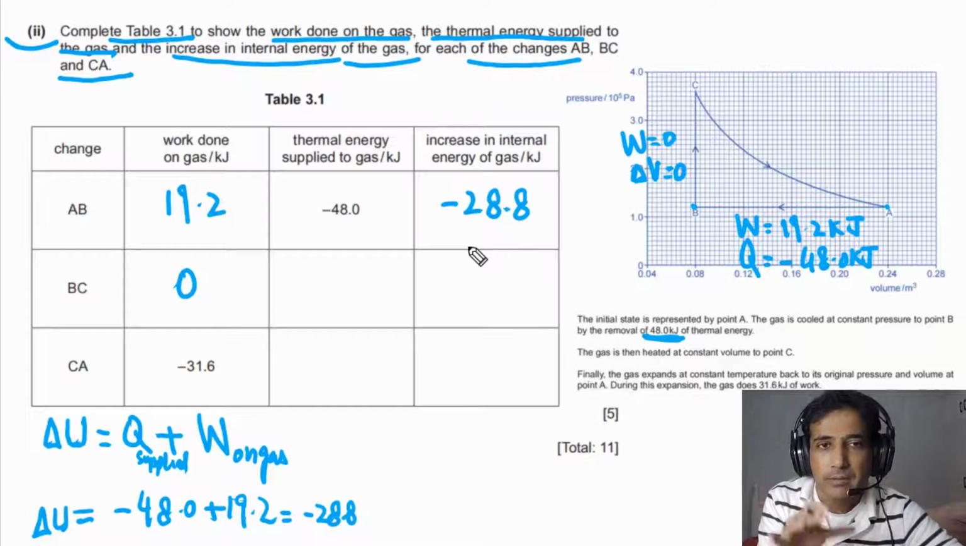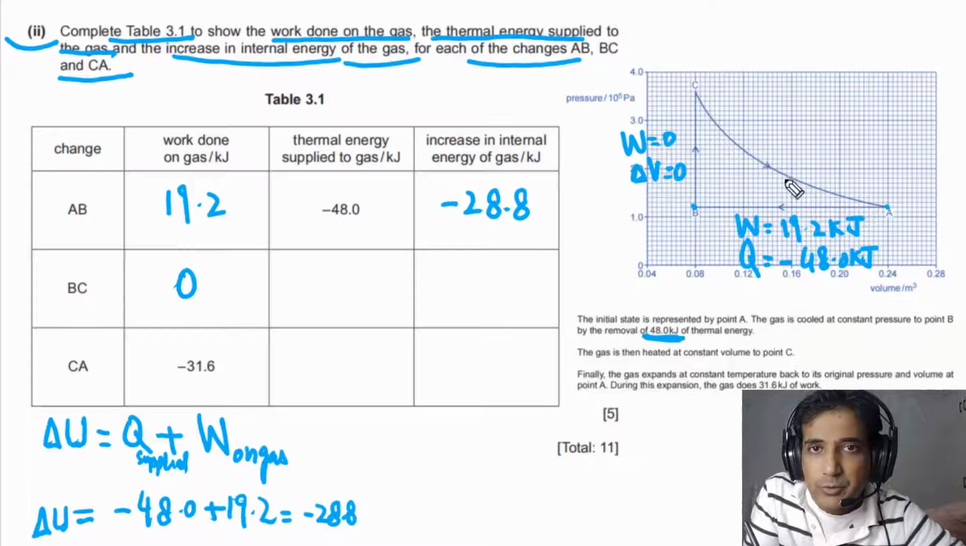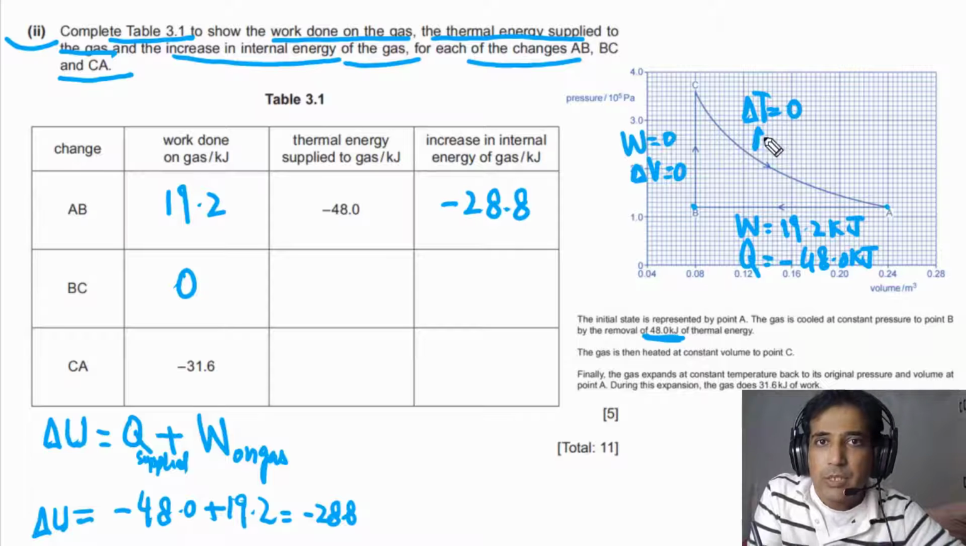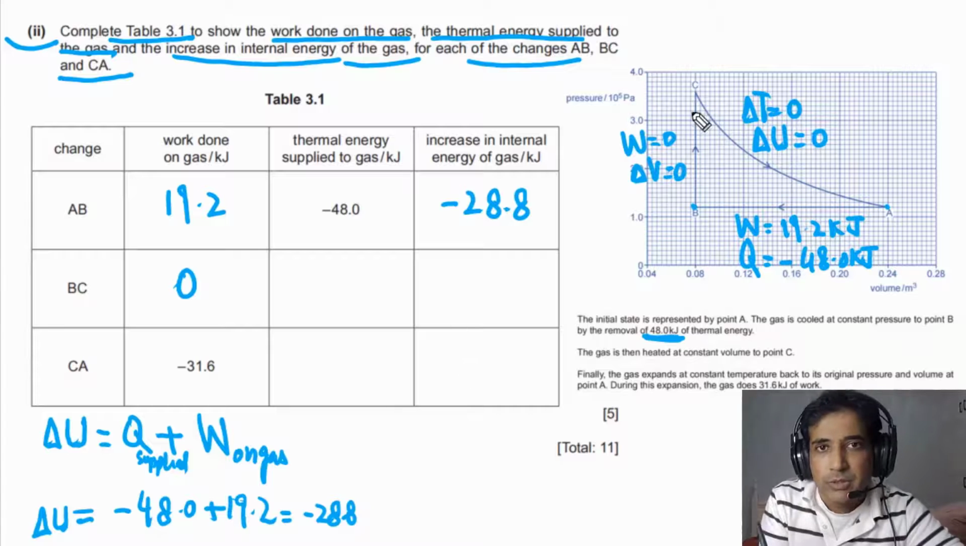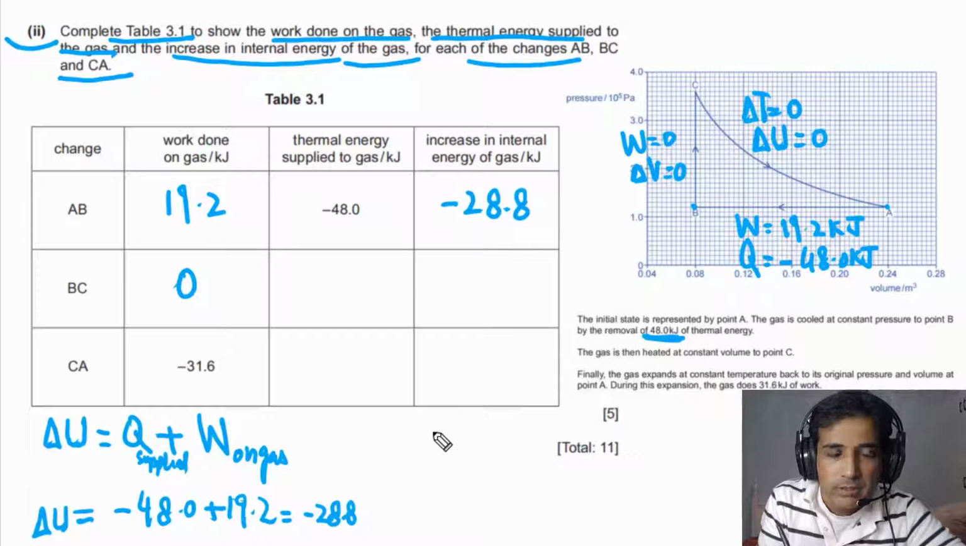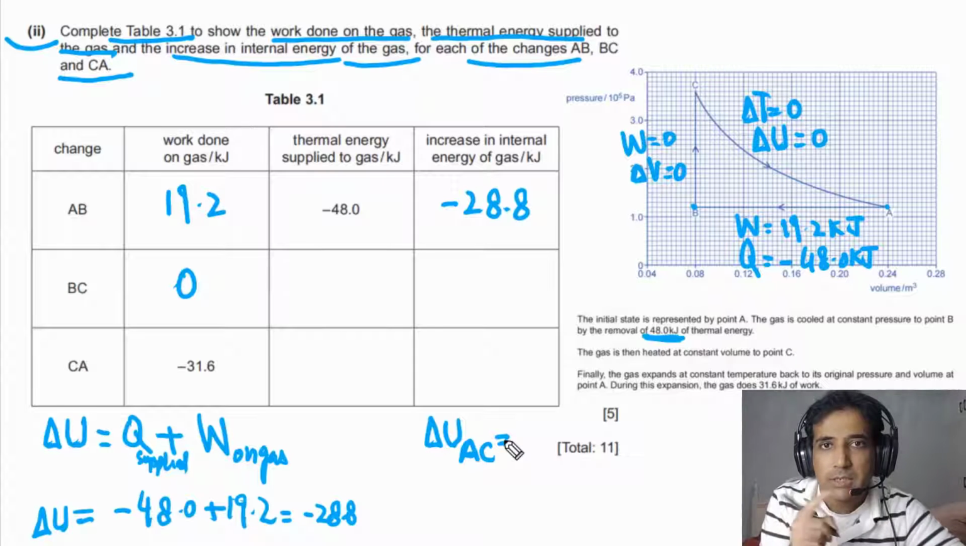Now the second part is the tricky part. You need to understand between C to A, temperature remains constant. Delta T is equal to 0. So it simply means that change in internal energy between C and A is also equal to 0. And that is the tricky part. You have to be very clear about that. Now if we need to calculate change in internal energy between CA, the change in internal energy from C to A, or from A to C, is the same because change in internal energy in this case is equal to 0.